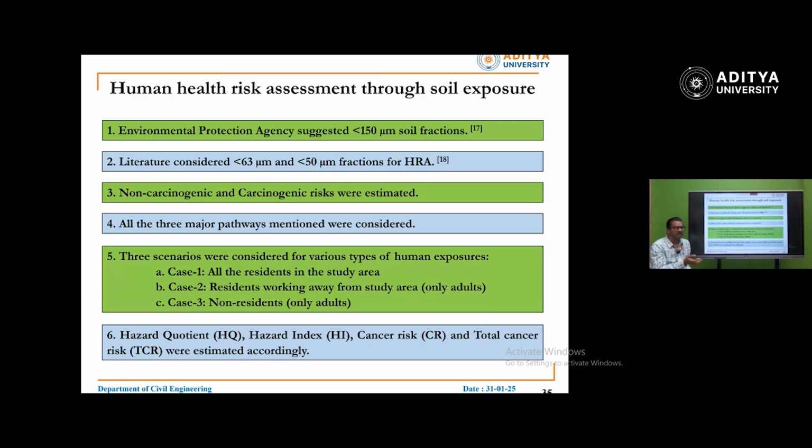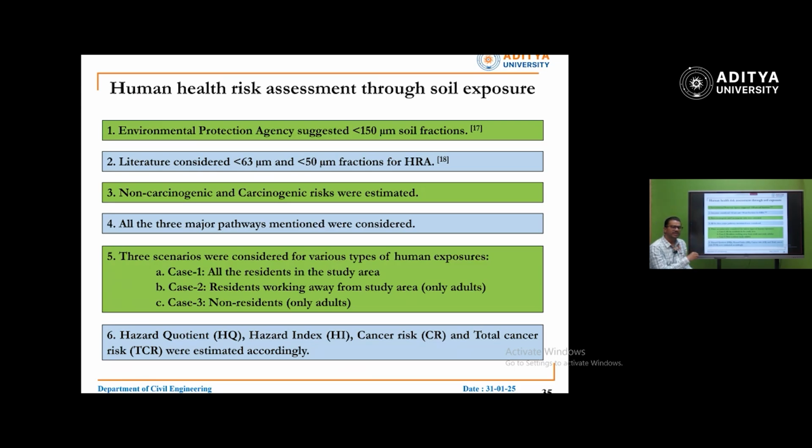So whenever these people are living in the vicinity of these kind of highly contaminated areas, due to their hand to mouth activity there are more chances of accumulation of soil, that means indirectly metal, into the kids' bodies also. So literature considered almost 63 microns for assessment of health risk from the soil exposure. That means either soil you are ingesting or inhaling. So we have identified the non-carcinogenic as well as carcinogenic risk. Apart from that, we identified three major pathways, three scenarios we have considered.